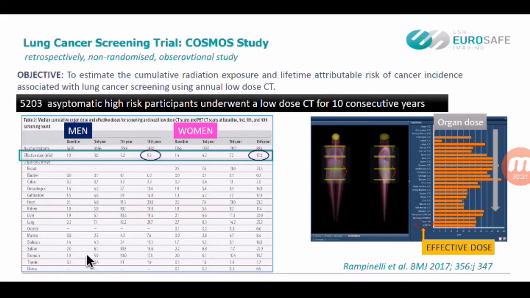retrospective non-randomized observational study. The objective of the study was to estimate the cumulative radiation exposure and lifetime attributable risk of cancer incidence associated with lung cancer screening using annual low-dose CT. We estimated the organ dose and effective dose in more than 5,000 asymptomatic high-risk participants who underwent low-dose CT for 10 consecutive years.